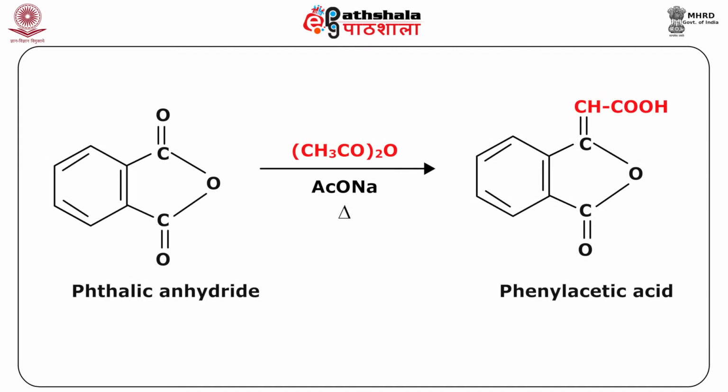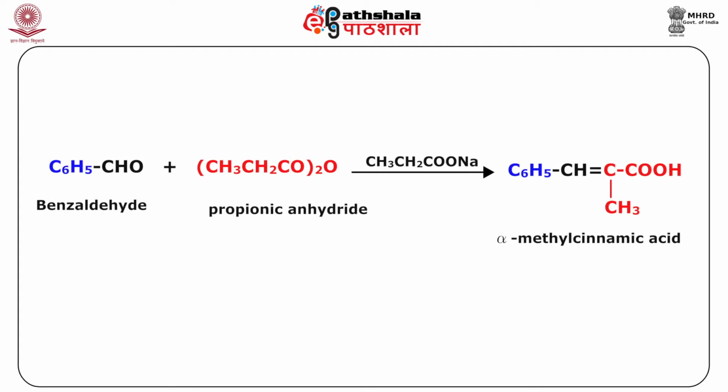Another example, if we look, it is the phthalic anhydride when reacted with acetic anhydride in the presence of sodium acetate. At this carbonyl, there will be formation of this particular product. Another example, if we look, when this benzaldehyde is reacted with propanoic anhydride, notice that because the alpha hydrogen is reacting, you will be getting the substituted cinnamic acid.